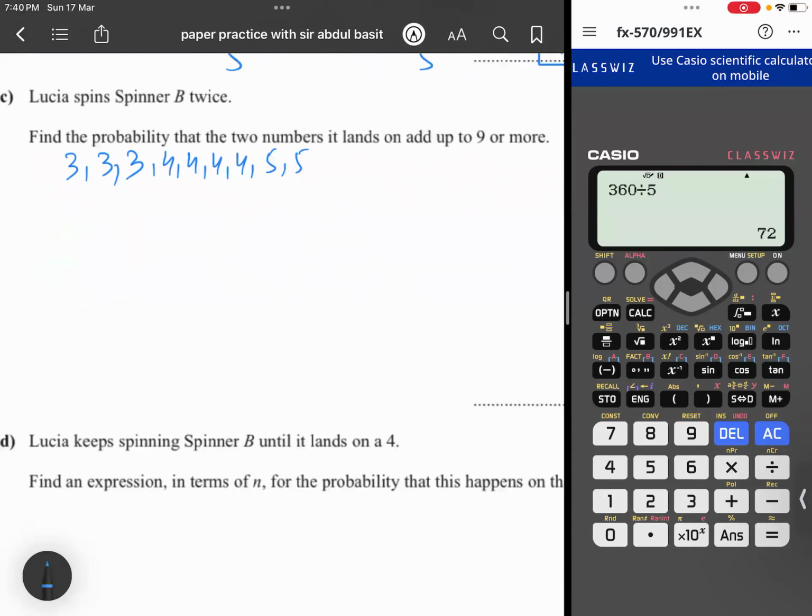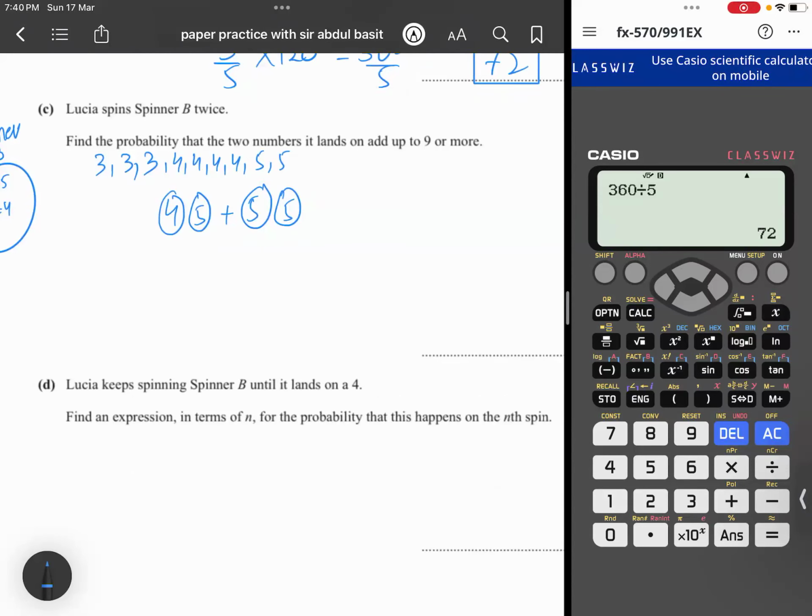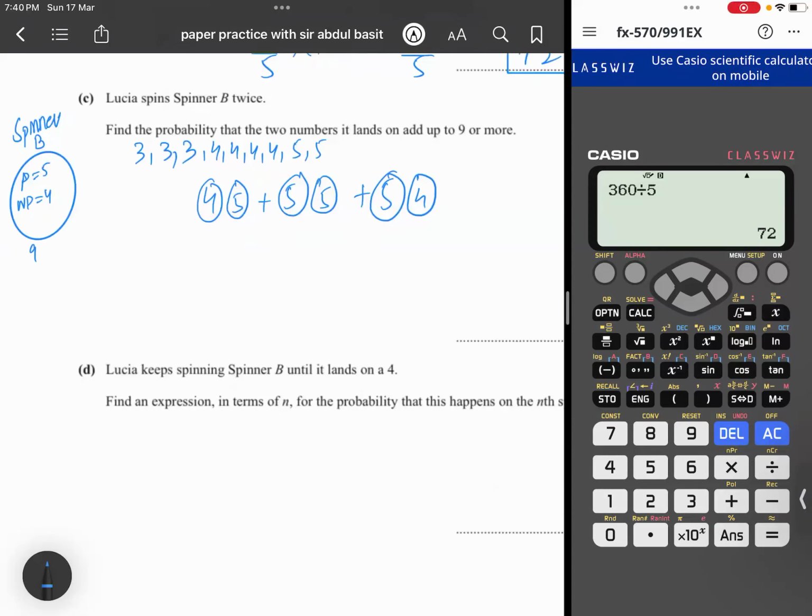Find the probability that the two numbers it lands on add up to 9 or more. A 9 or more can be 4 and 5. Yes or no? And 5 and 5. Yes or no? So we know that it is 4 and 5, and it can be 5 and 5, and it can also be 5 and 4 as well. That is another combination. So that is the three possibilities we can have.